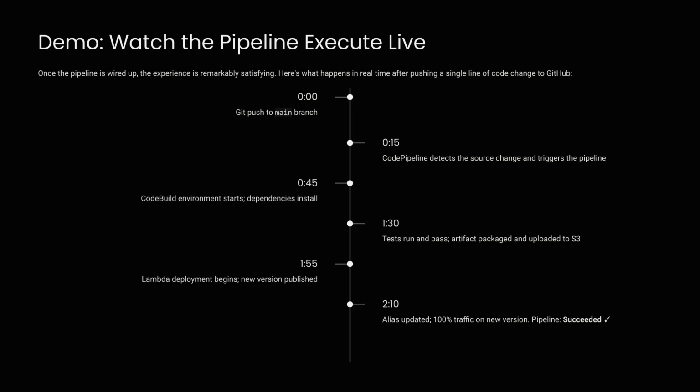At 0:00, a Git push triggers the pipeline. By 0:45, CodeBuild starts. By 1:30, tests pass and the artifact is uploaded. By 2:10, the alias is updated, and the pipeline succeeds. A new feature can be deployed in just over 2 minutes.